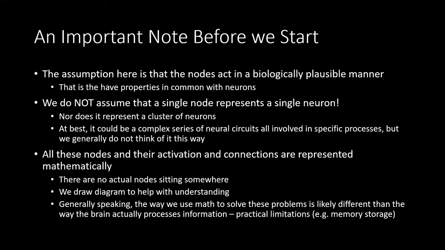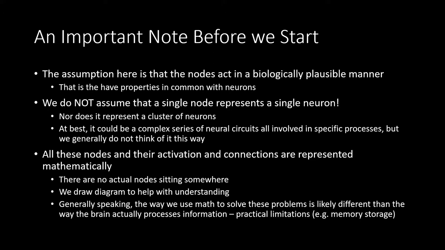Please do not get caught in the assumption of one node represents one neuron. That is not the case. It just is not the case. Because we're going to talk about feature nets that have several dozen nodes. There's probably no function in the brain that is handled by only a few dozen neurons. We wouldn't need 86 billion otherwise. Also, one node doesn't really represent a cluster of neurons either. It isn't a one-to-one matching.